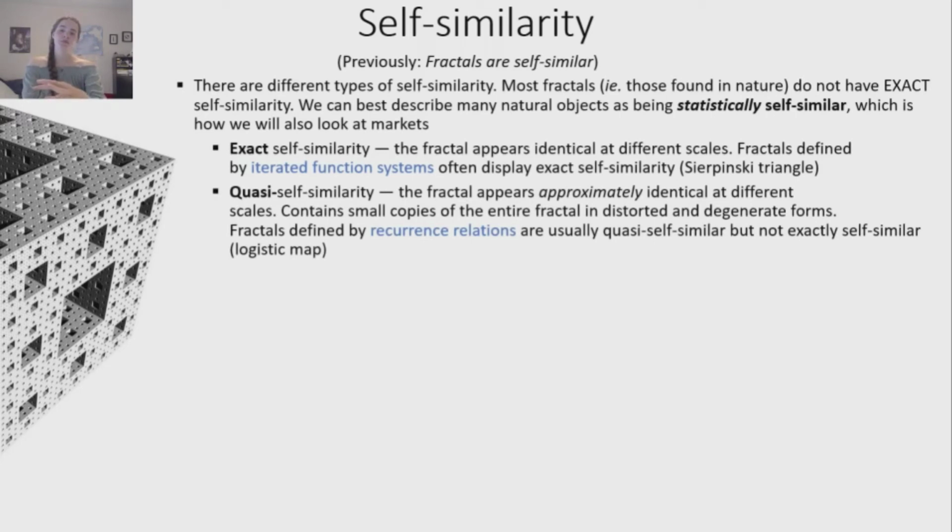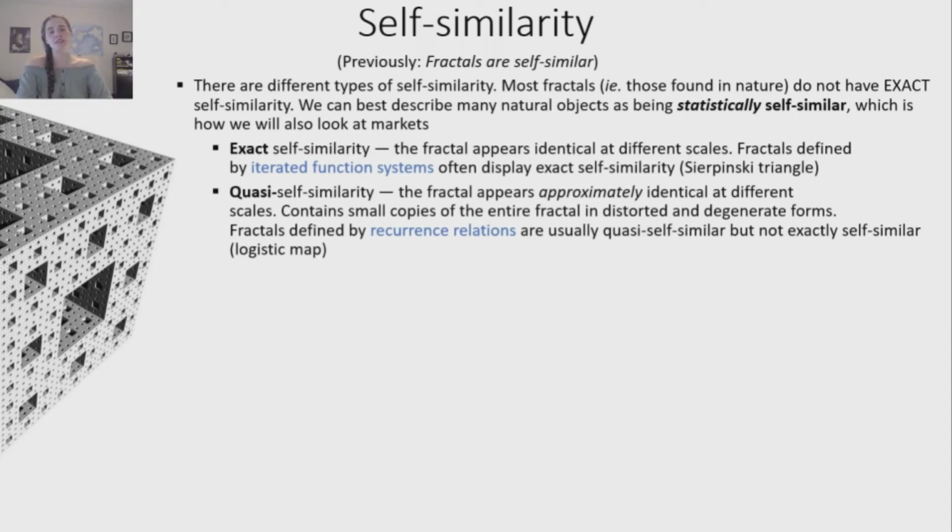Quasi-self-similarity isn't exact self-similarity, but it is kind of well defined. It took me a while to find this term. When we talk about fractals, there's not a black and white definition, as with most things in mathematics, because you can't really contain fractals, and that's why they're so fascinating. In quasi-self-similarity, the fractal appears approximately identical at different scales. It contains small copies of the entire fractal in disordered and degenerate forms.